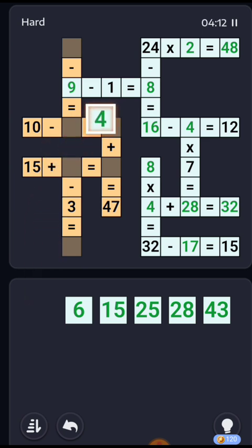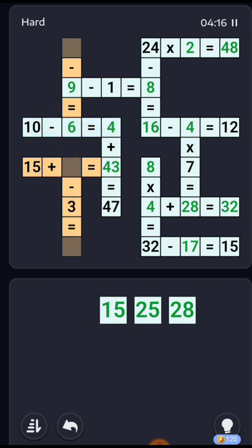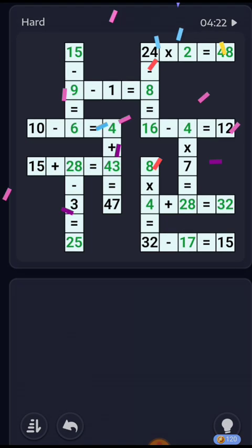So I'm looking at 4 plus 43 is 47. 10 minus 6 is 4. 15 minus 9 is 6. 15 plus 28 is 43, and 23. So there you go. Solved in a couple of minutes. Shall we do another one?